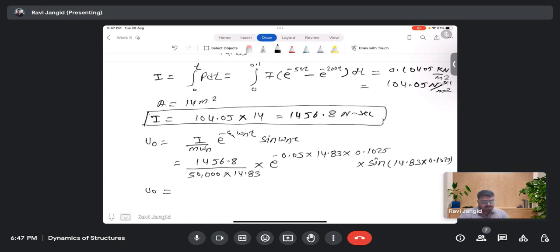Sir, is it 1.82? Yes, 1.82 watt unit. Can you tell me the units? Into 10 raised to minus 3 meter? Yes. Is it okay? Let me check.